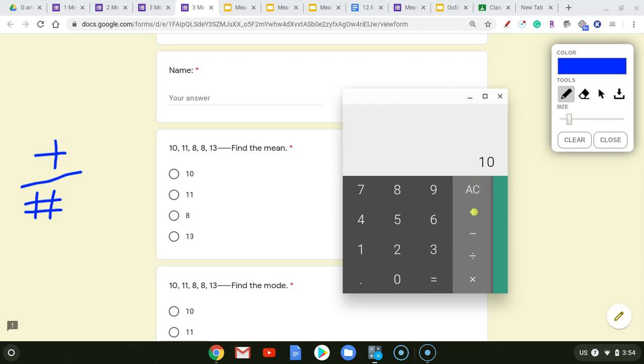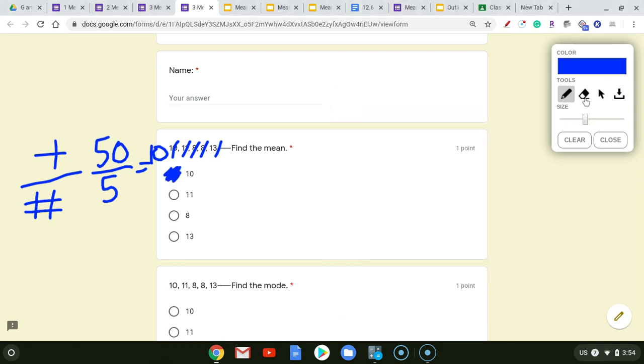So we have 10 and 11, 8 and 8, and 13. That gives us a total of 50. And we are going to divide by 1, 2, 3, 4, 5, and divide by 5, because there are 5 items, which gives us an answer of 10. So 10 is the mean, it's the average of all of the numbers.